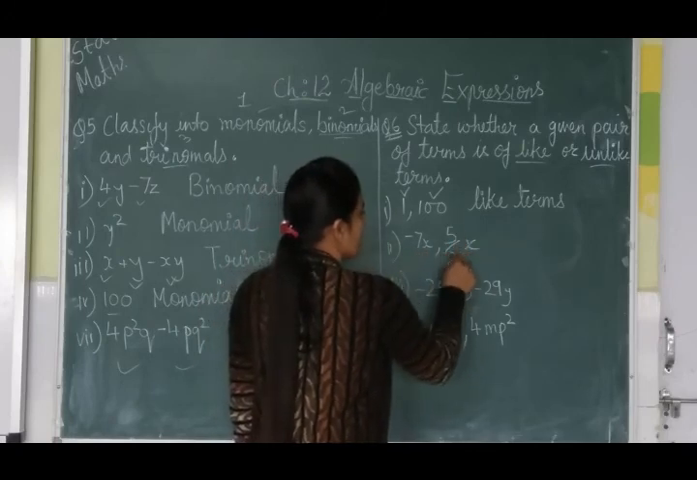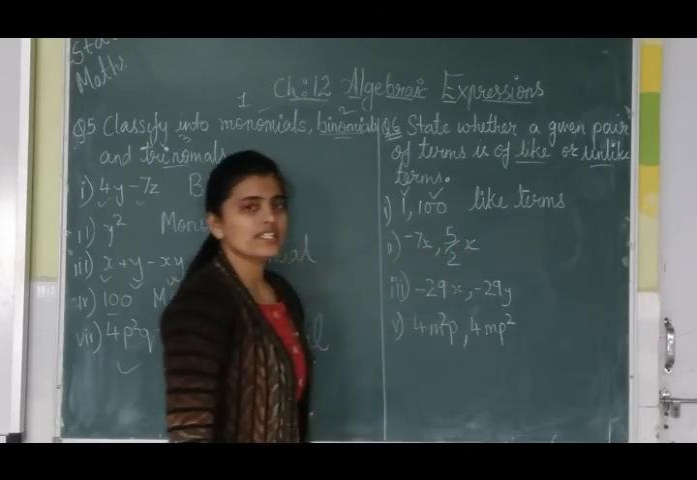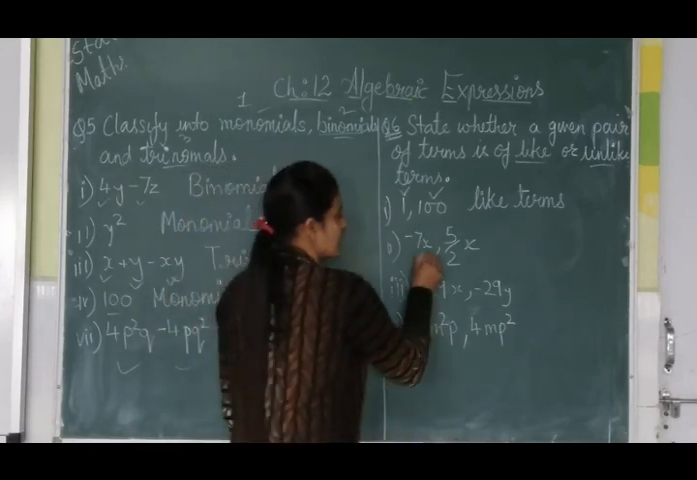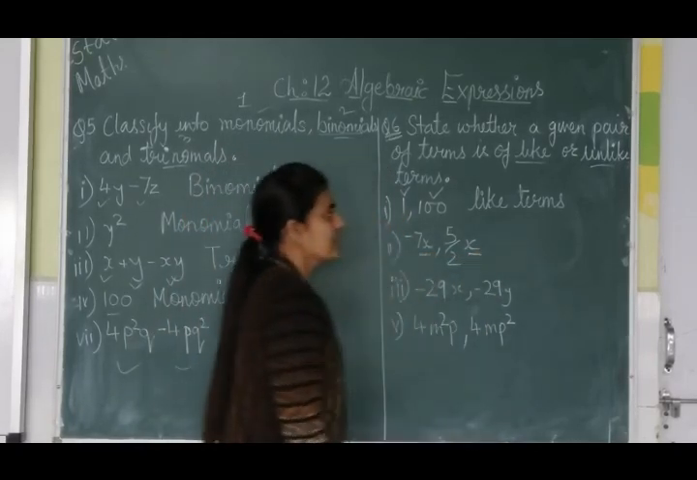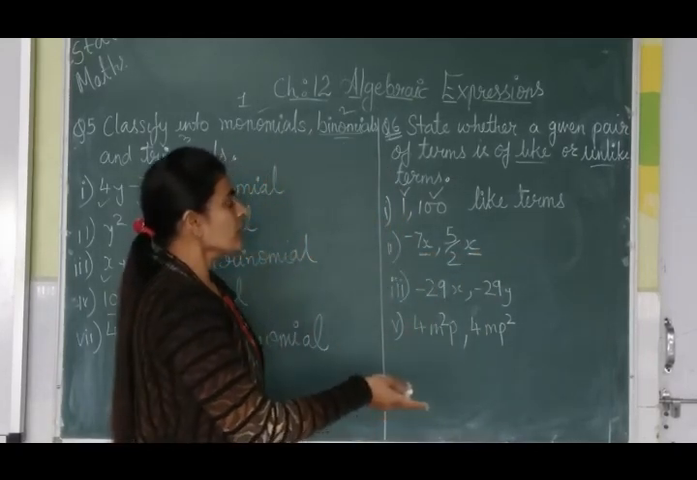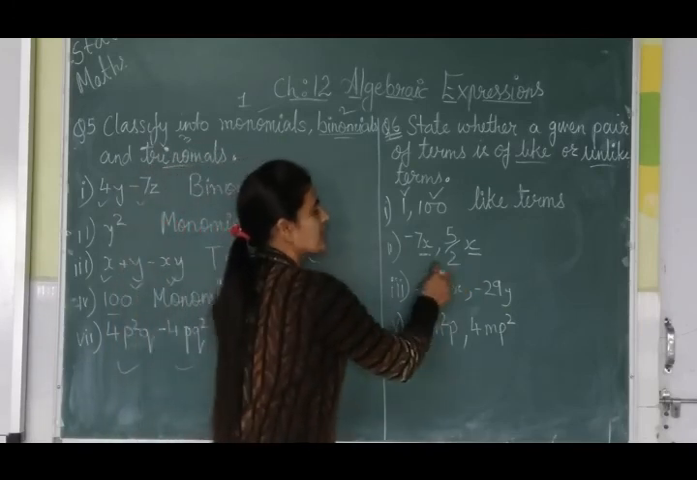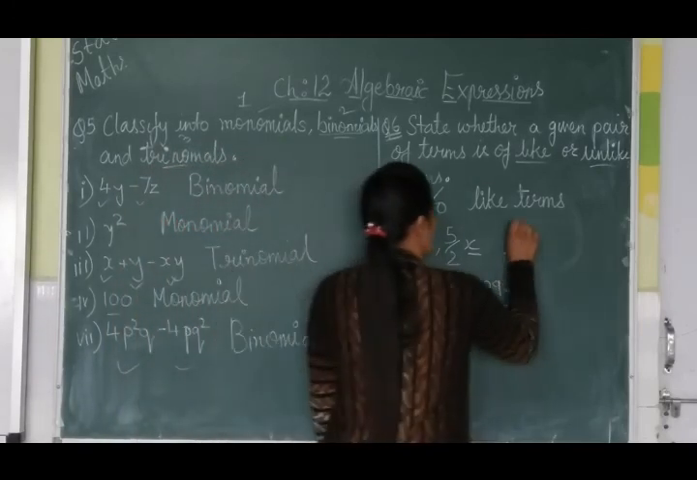Next, minus 7x and 5/2 x. Here also x is there, here also x is there. That means the factor is the same, so they are also like terms.